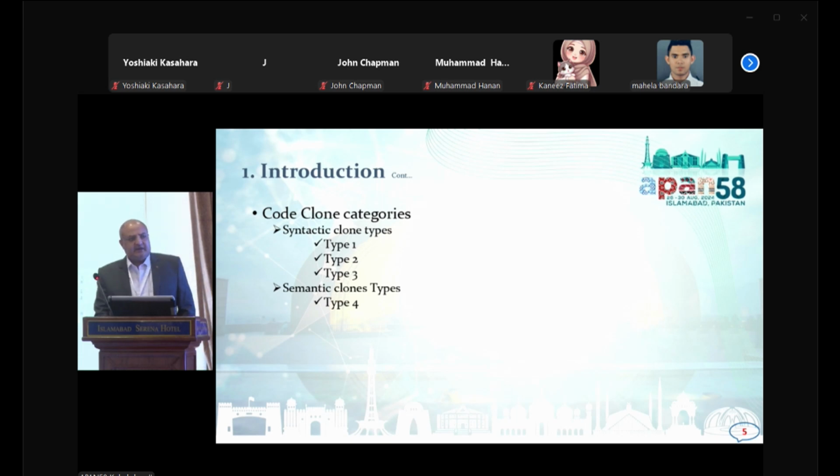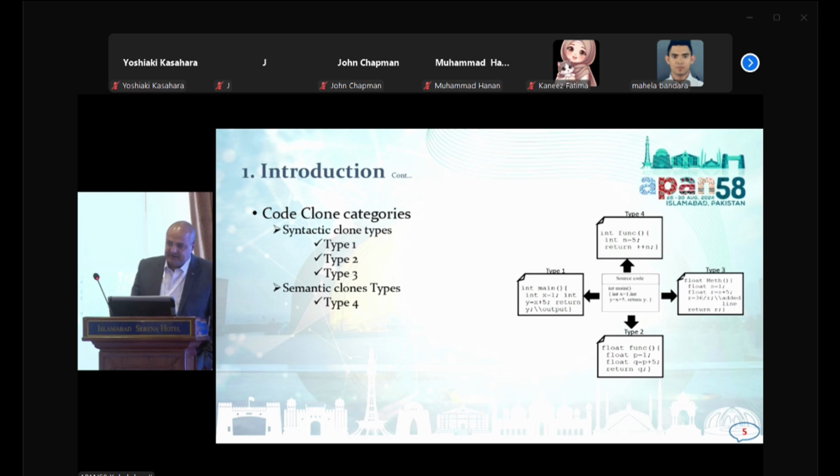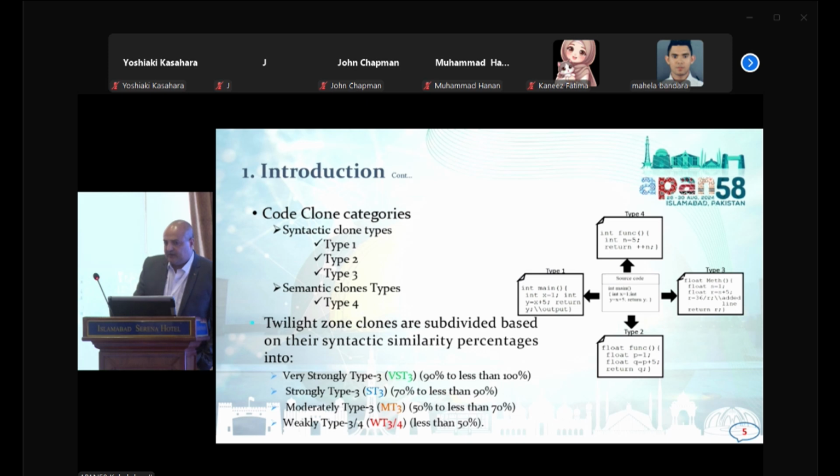Actually, in the literature, there are two categories of clones. We have syntactic clones, which include three types: type 1, type 2 and type 3. And the semantic category, which includes type 4. This figure shows you the different types of clones. Between type 3 and type 4, there is a spectrum of clones, which are further categorized into four categories based on their syntactic similarity percentage. This includes very strongly type 3, moderate type 3, and weakly type 3 and 4.